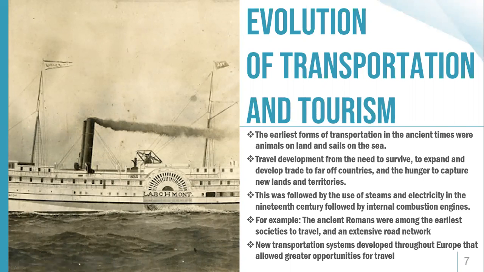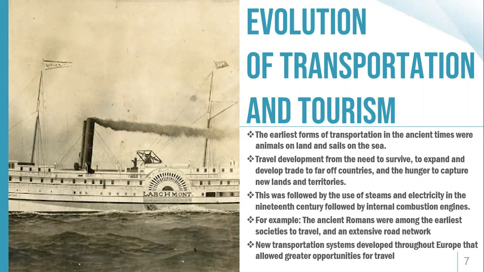Okay, the earliest forms of transportation in ancient times were animals on land and sail on the sea. Okay, using sails, we rely on the air. When there is no air, then you cannot sail. When there are no animals, you cannot use animals. Okay, you cannot go to another place. Maybe horses you can use as transportation. Cows, buffalo, all that kind of thing is known as transportation animals.